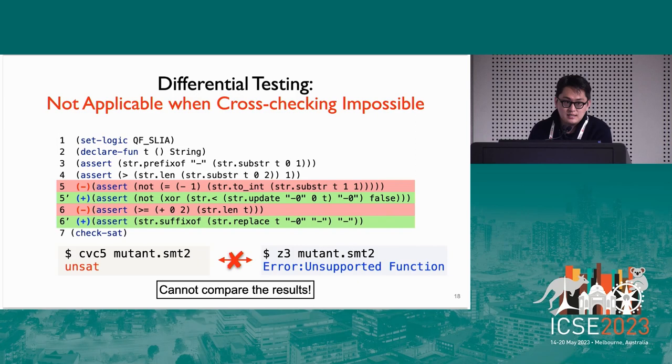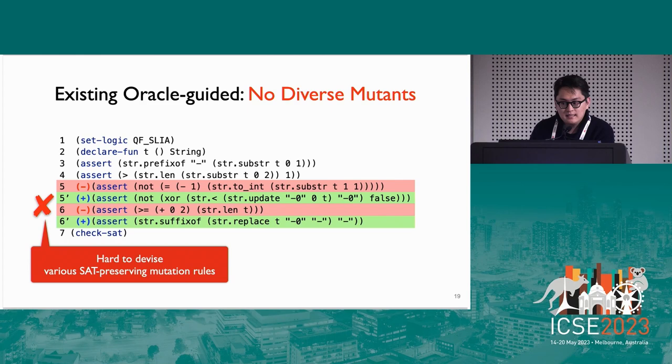On the other hand, existing oracle-guided testing has limitations to generate diverse mutants, as it requires certain rules which must preserve the semantics of the mutants and the original. It, however, is very impossible for the existing techniques to find such mutants, like the line 5 prime and 6 prime, the green highlighted lines.